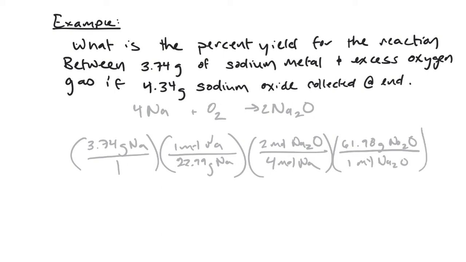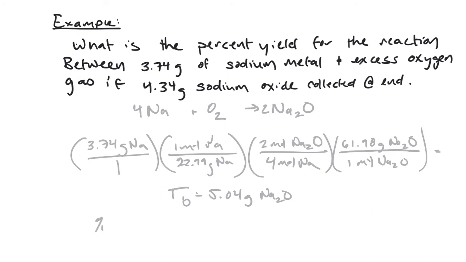Okay. And then I put that in my calculator, and I find that I can produce, in theory, 5.04 grams of Na2O. And that's my theoretical yield. So in theory, I could make 5.04 grams of Na2O. In practice, I only make 4.34 grams. So now I have to calculate the percent yield.